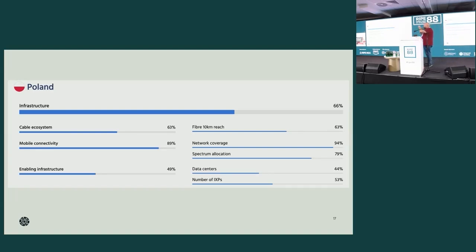And if you dig deeper into the different areas that make up this pillar, you can easily see that there is much need to focus on enabling infrastructure for Poland: not enough data centers, and the number of IXPs, we're not sure if it's enough. And these areas would definitely help the infrastructure index for Poland.